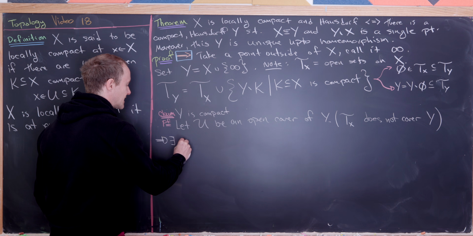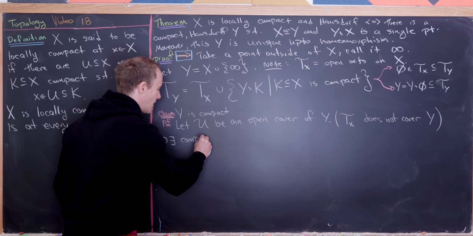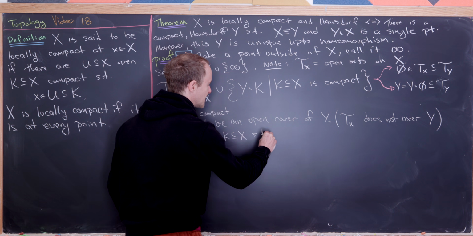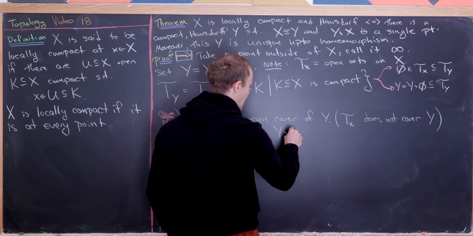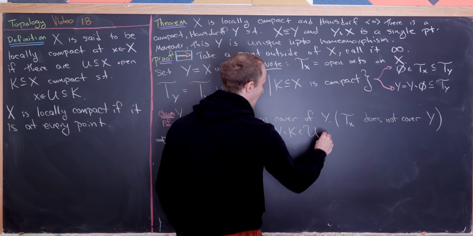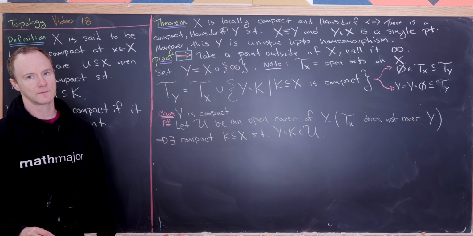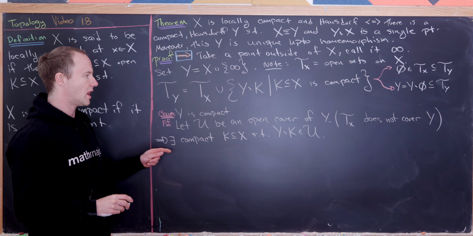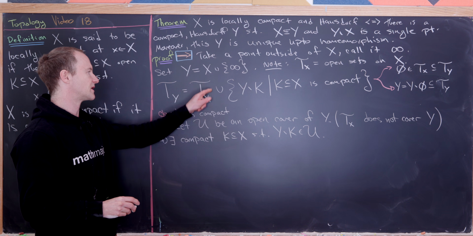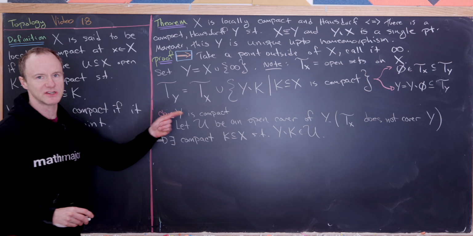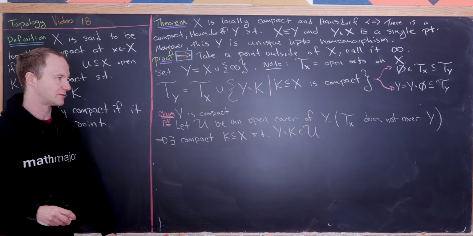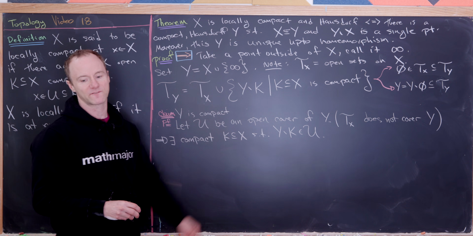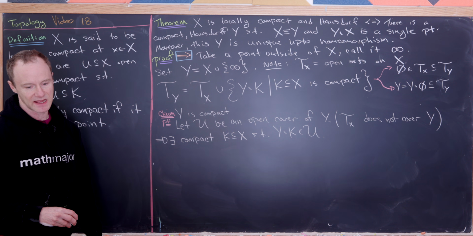So that means there exists a compact set K inside of X such that Y minus K is an element of our U. Because if this were not the case, then all of the open sets inside of our open cover would have come from T sub X, but we just proved that it would be impossible for them to cover Y. So it has to have one of these other flavors of open sets.